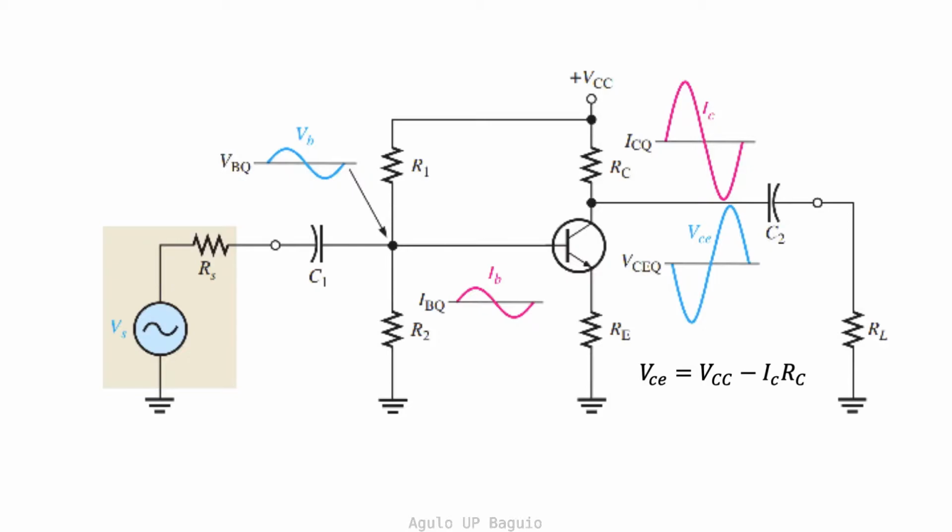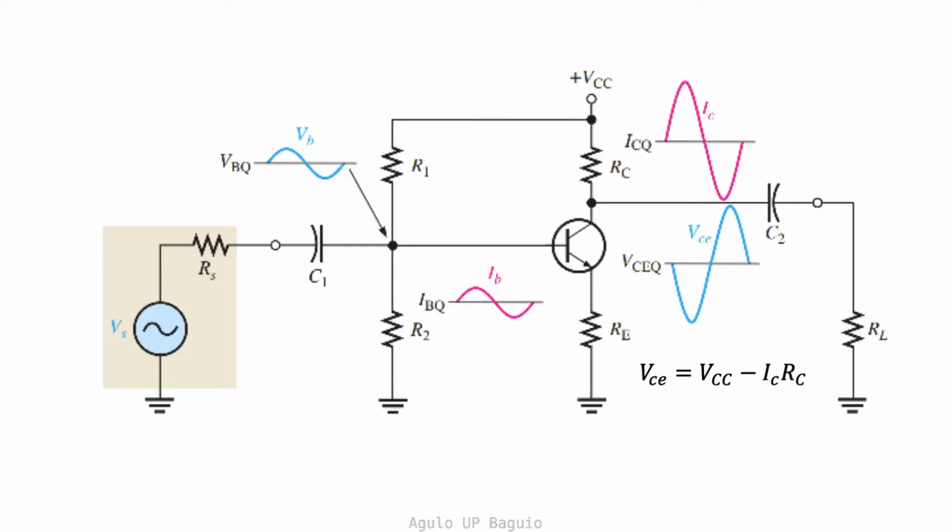Immediately, we see our voltage divider bias with resistors R1 and R2. We can also see 2 capacitors C1 and C2. C1 capacitively couples the input signal V sub S to the input base voltage across R2. C2 capacitively couples the output voltage at the collector terminal to the load resistance RL. The role of capacitively coupling is to allow AC signals to pass while blocking the DC signal.